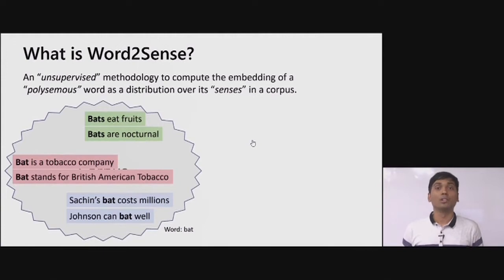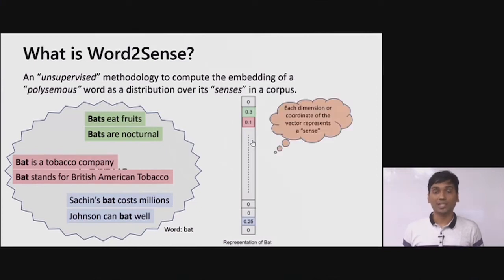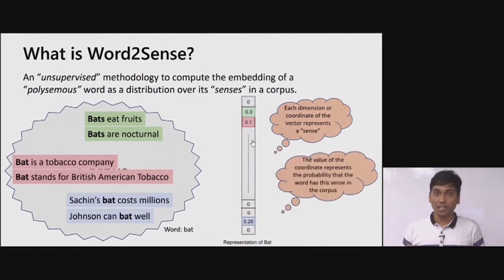So what I can do is take a unit L1 norm vector, where each dimension represents a sense and it contains non-zeros only in relevant senses, and the number in each dimension represents the likelihood that the word is going to take this meaning in the corpus.